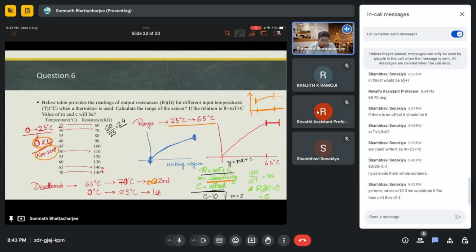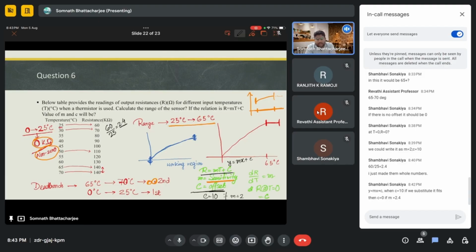Yes, if m equals 2.4, then c will be 0. But is that in all of the cases? In the first case, it's fine. 2.4 into 25, that will be 0. So 2.4 into 30, it is not equal to 70, right? So there should be a c.